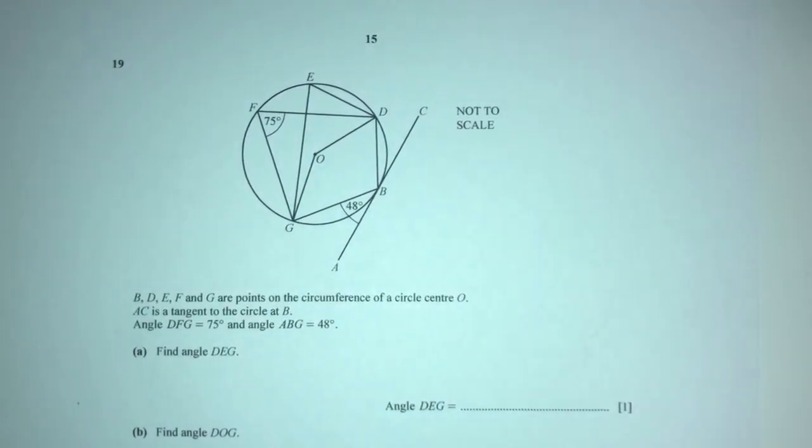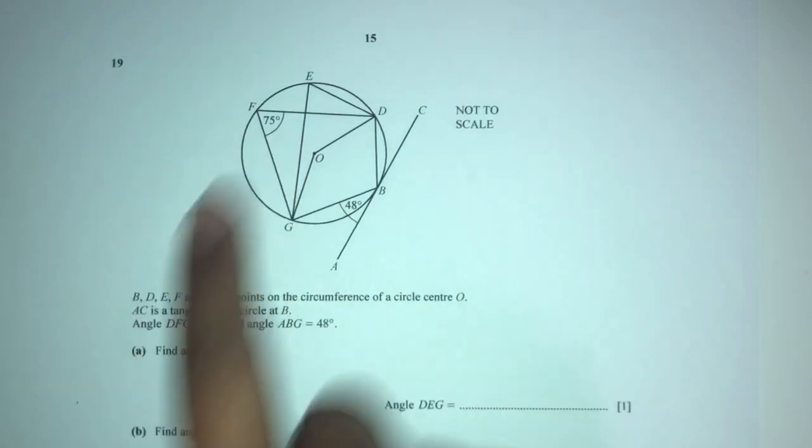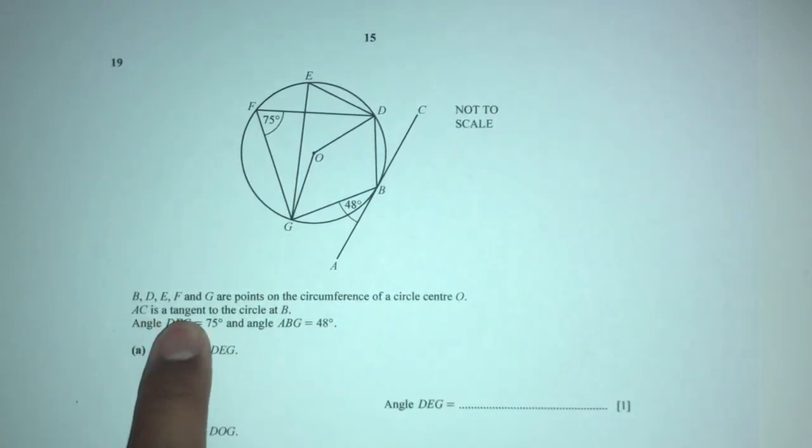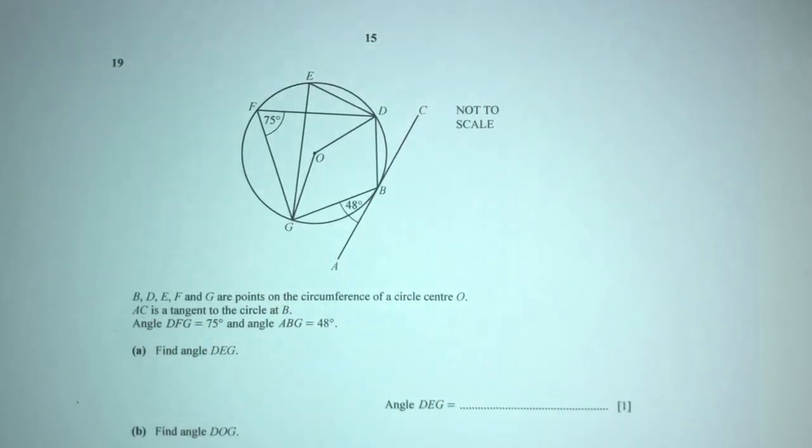Now let's move on to question 19. Here we have B, D, E, F, and G as points on the circumference of the circle with center O. We have angle DFG given here, and AC is a tangent to the circle at B, which is a straight line, obviously.